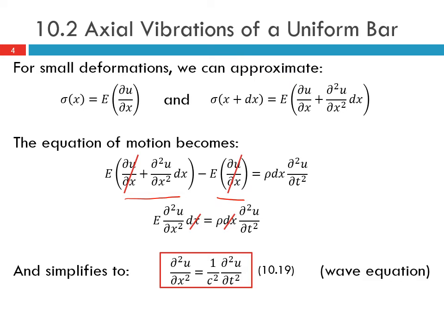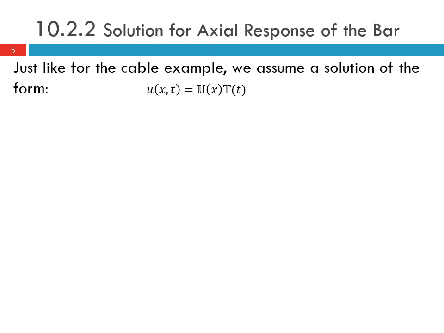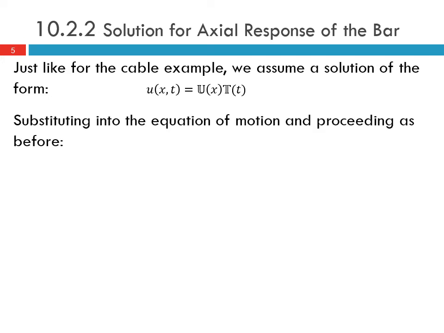Where here, again, this is the wave equation, similar to what we saw for the transverse vibrations in a cable. Except here, the wave speed c is equal to the square root of E over rho. So just like for the cable example, we assume a solution of the form U of x and t is equal to U of x times T of t. So we're again using the separation of variables technique, and we substitute this into the equation of motion and proceed as we did before.